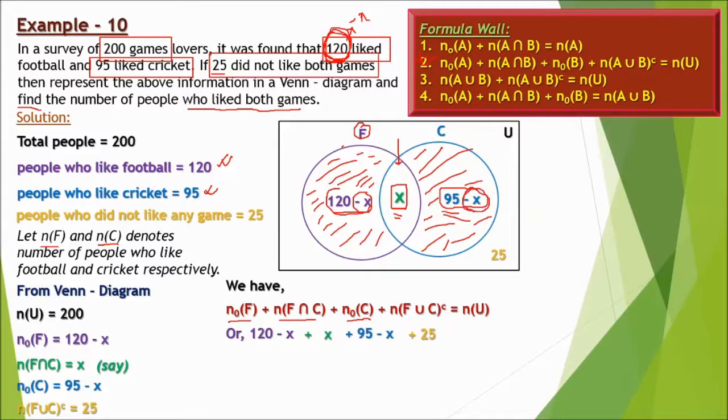This x is the number who like football and cricket both. This ring is the complete cricket ring, and if we subtract the common ring, we get the only cricket part, which is equal to 200. So now we can subtract x and x. 120, 95 and 25 is 240, minus x; let's change the position of x and 200. So it is 40.